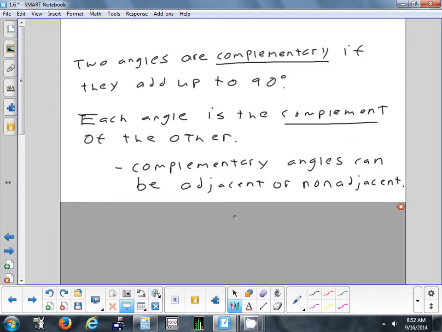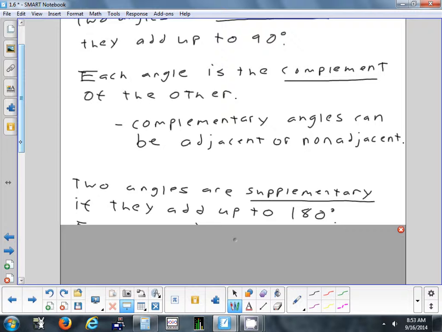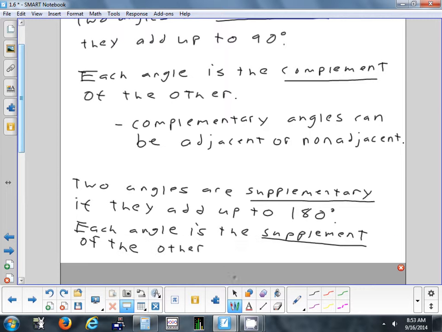Okay, how about supplementary? If angles are supplementary, what does that mean? Jacob? Yeah, they add up to 180. Two angles that add up to 180. It's important to know here that negative angles don't count as being complementary or supplementary. If I said to you, what's the complement of negative 10? You wouldn't say 100. Even though negative 10 plus 100 is 90, negative angles do not have complements. Negative angles don't have supplements. Complementary and supplementary only applies to positive angles.